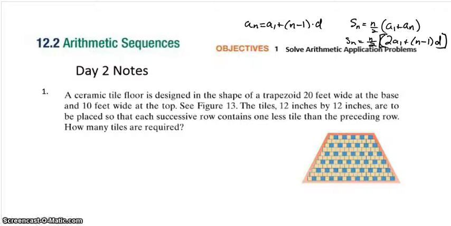Number one, a ceramic tile floor is designed in the shape of a trapezoid. And it's 20 feet wide at the base, 10 feet wide at the top. The tiles, which are 12 inches by 12 inches, now immediately, maybe you've noticed something very subtle. The oldest trick in the book, changing the units. Please watch out for that. That can get kids into so much trouble.